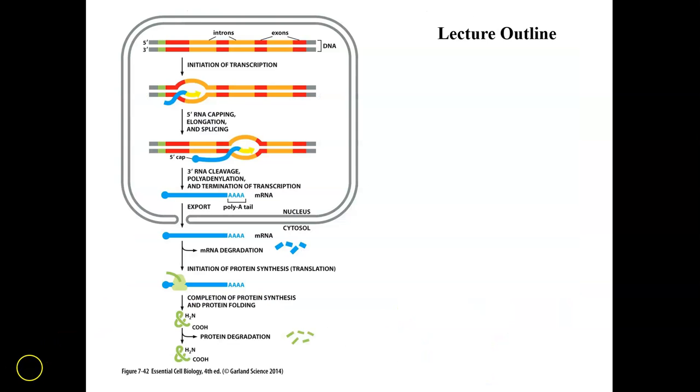So overall, what we looked at were the nucleic acids. We have DNA. That DNA is transcribed into messenger RNA. That messenger RNA is processed and exported out of the nucleus. And we have initiation of translation for the creation of peptides and proteins. So that's overall what I wanted to cover in this chapter.